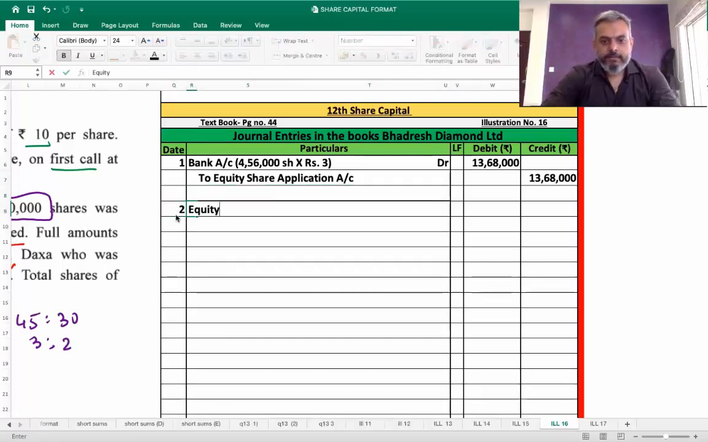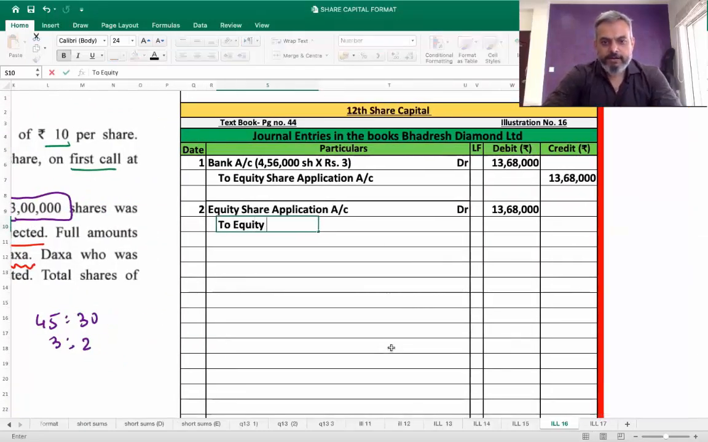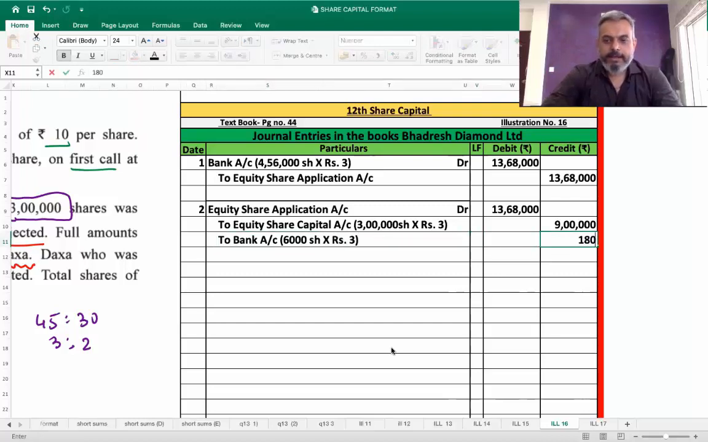Second, equity share application account debit 13,68,000. Now we can refer to our working. So as per our working, transfer to capital we can do first. So to equity share capital account, that is 3 lakh shares into rupees 3, 9 lakh. To bank account, 6,000 shares into rupees 3 per share is 18,000.